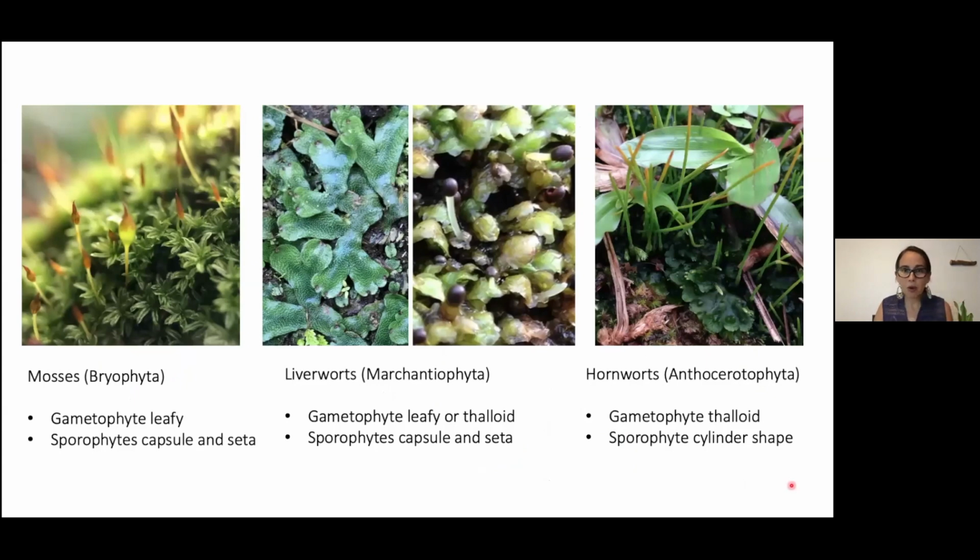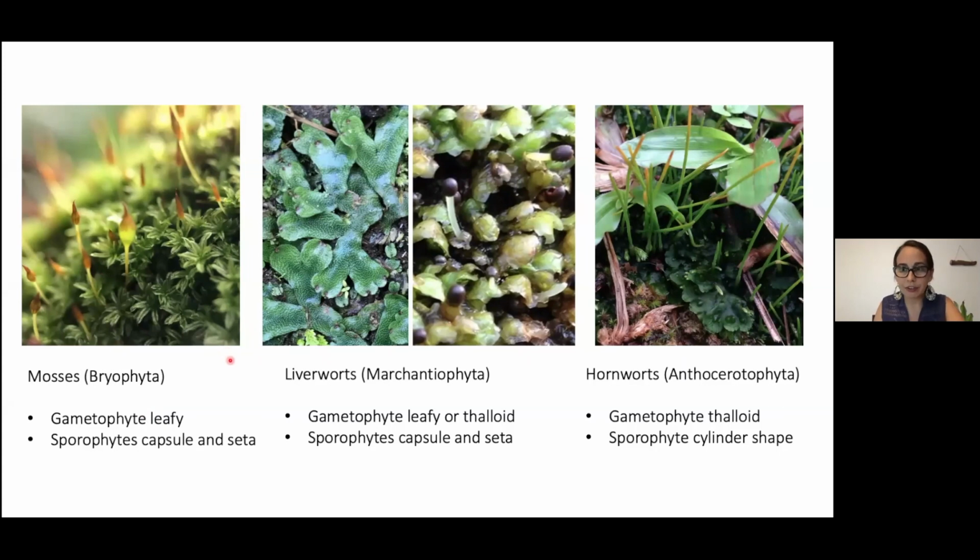Okay, so when we think about bryophytes, we have three groups. Most of you have probably heard about mosses and have seen mosses before. If you go out in the spring, or winter, they're probably the only green plants in rocks or around the trails. So the mosses have a leafy gametophyte. That means that they have structures that look like leaves, and the sporophyte is a capsule.